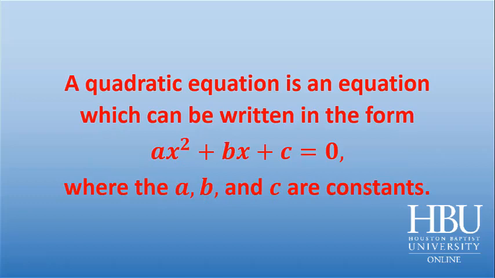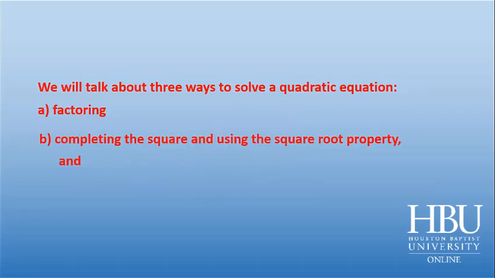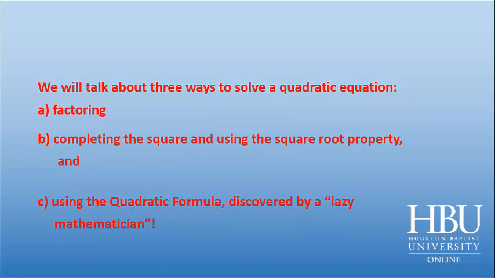A quadratic equation is an equation which can be written in the form ax squared plus bx plus c equals 0, where a, b, and c are constants. We will talk about 3 ways to solve a quadratic equation: factoring, completing the square and using the square root property, and using the quadratic formula discovered by a lazy mathematician.